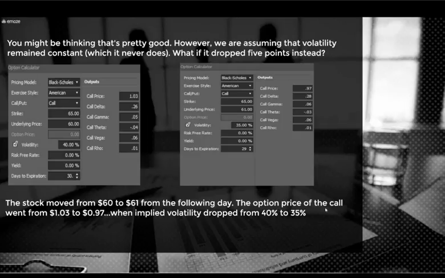So you might be thinking, wow, that's pretty good. However, we are assuming that volatility remains constant, which it never does. What if it dropped 5 points instead? Looking at these same calculations, the call price was $1.03. We look at the same one, and the call price is all of a sudden 97 cents. But the delta is 28, up 2 from the other slide. Looking at volatility, 40% compared to 35%.